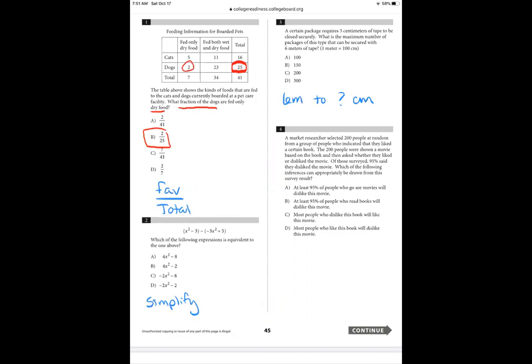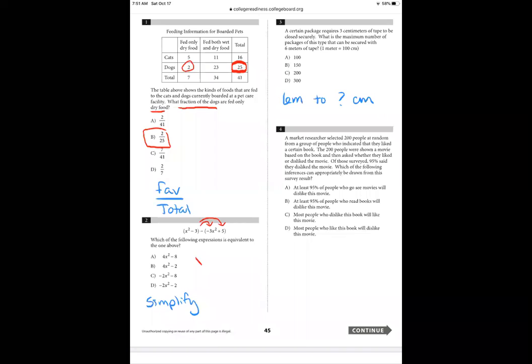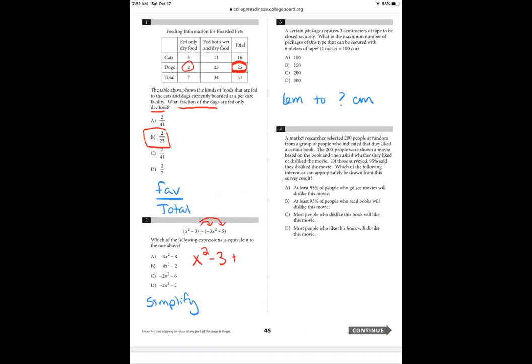For number 2, if we simplify, we can essentially distribute this negative sign, just subtract everything in the second set of parentheses. So we would have x squared minus 3 minus a negative 3x squared would be plus 3x squared, and then minus 5. If you combine like terms, you have 1x squared plus 3x squared to get positive 4x squared. And then combine your constants, negative 3, take away 5 more gives you negative 8, which leads us to choice A. So just simplifying and combining like terms on that one.